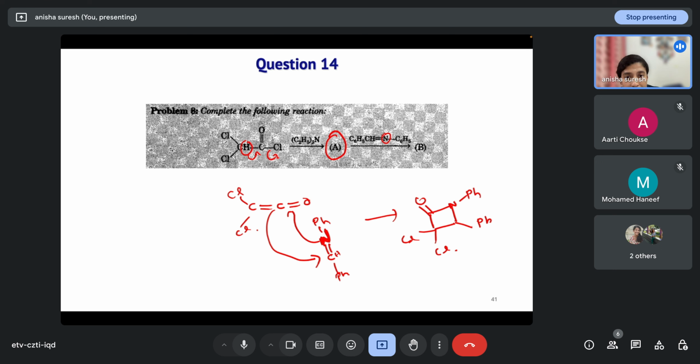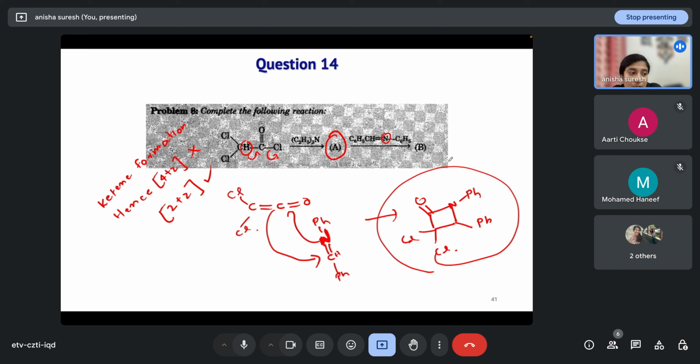So here what we have to consider is ketene formation is taking place. Hence 4 plus 2 is not possible. A 2 plus 2 reaction will be taking place, giving this azetidinone, or lactam. Since this is an amide, it is called a lactam. Clear?